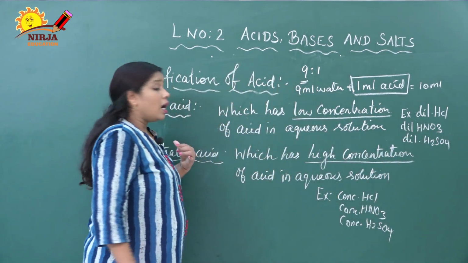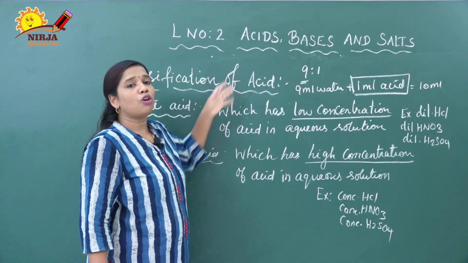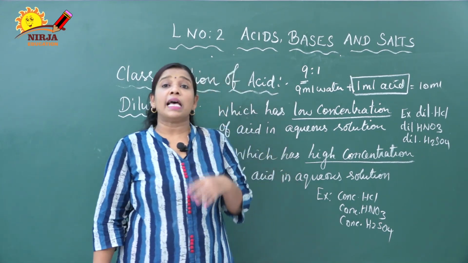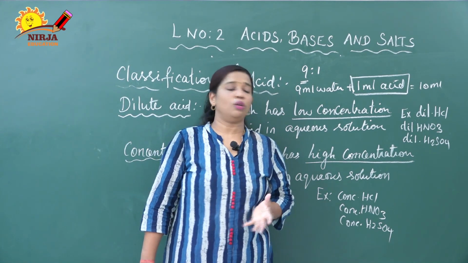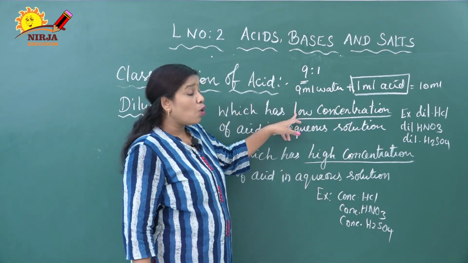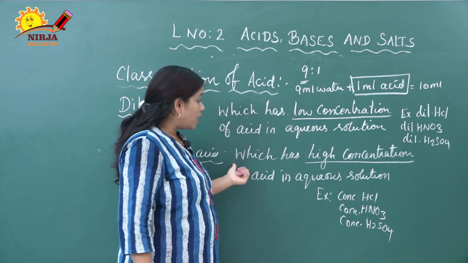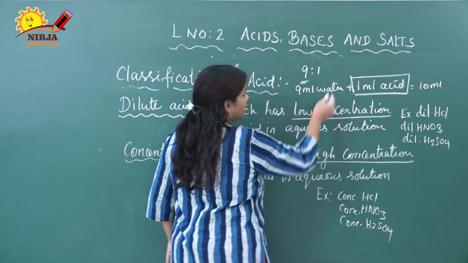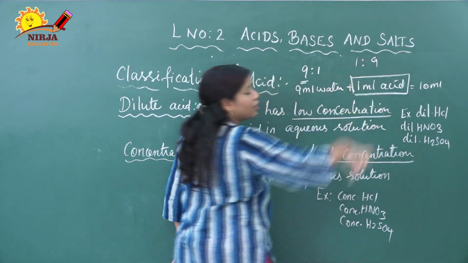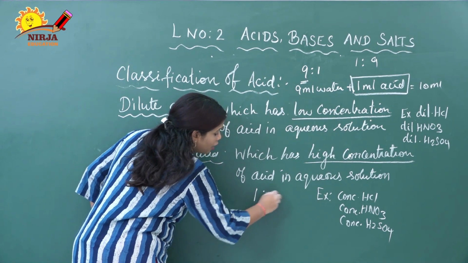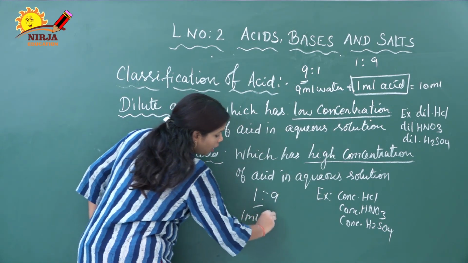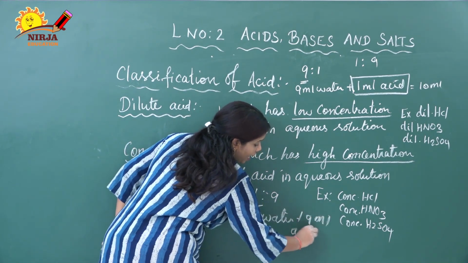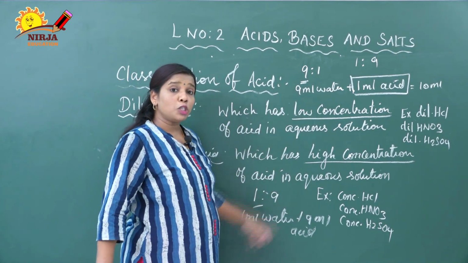Right. The next one is concentrated acid. This is the opposite of dilute acid, the one which has a high concentration of acid in aqueous solution. Here I underline the word: in dilute acid there is a low concentration of acid in aqueous solution, and here there is a high concentration of acid in aqueous solution. This is the opposite of the 9:1 ratio. Here, in a 1:9 ratio, 1 ml of water is mixed with 9 ml of acid.